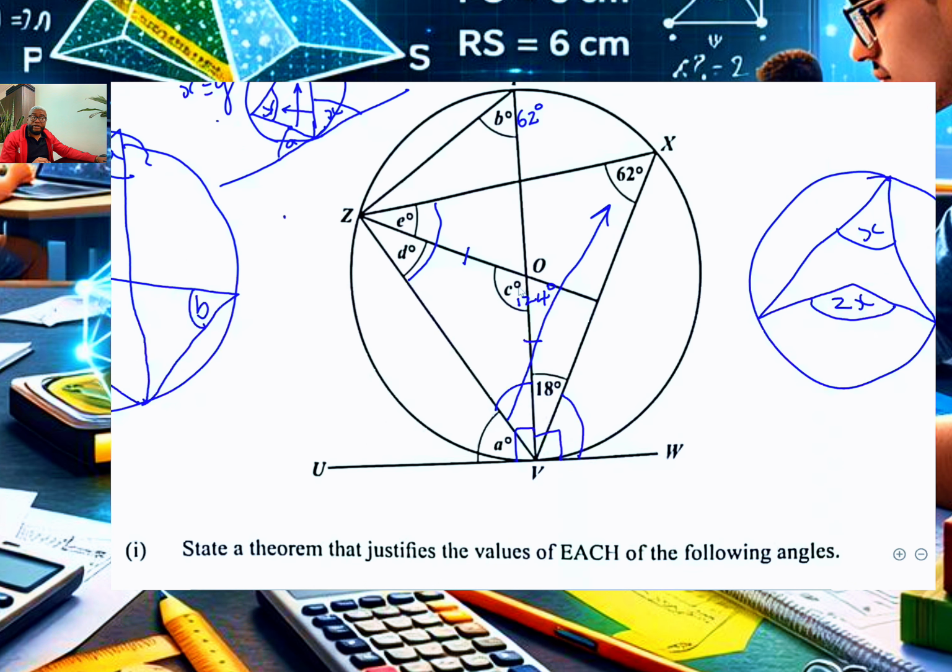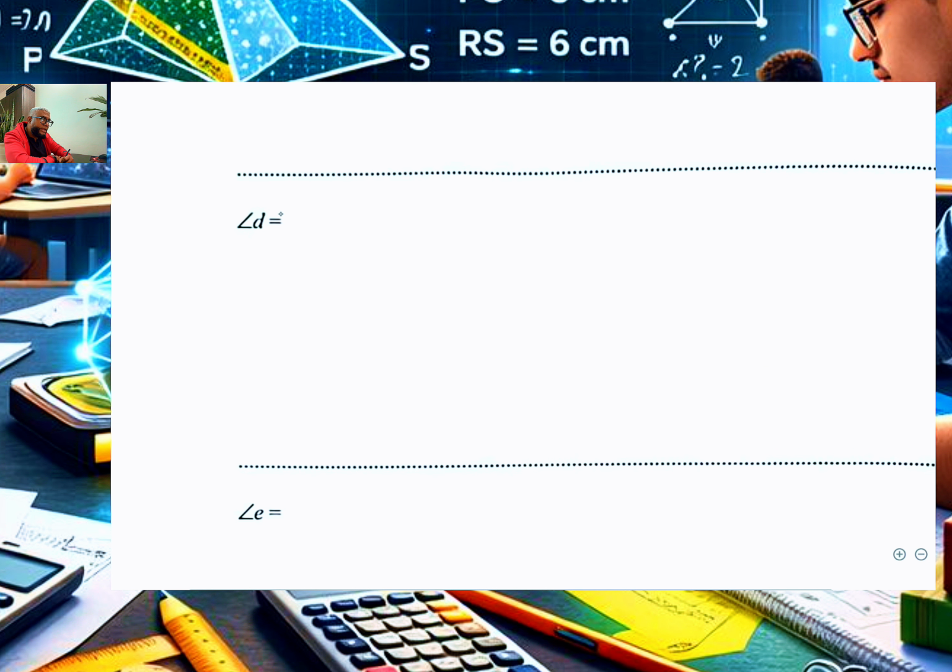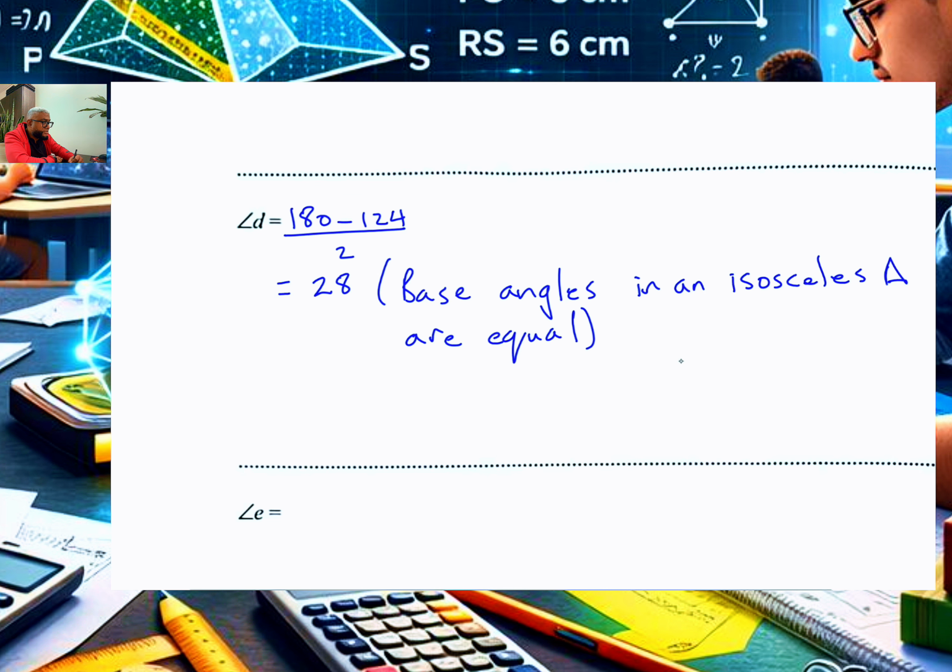So C was 124. We have two radii here, 1, 2, so these two angles will be equal. Base angles in an isosceles triangle are equal. D is equal to 180 minus 124 all over 2, and the reason will be base angles. In an isosceles triangle, you basically have two lines that are the same here, so these two base angles would be equal.